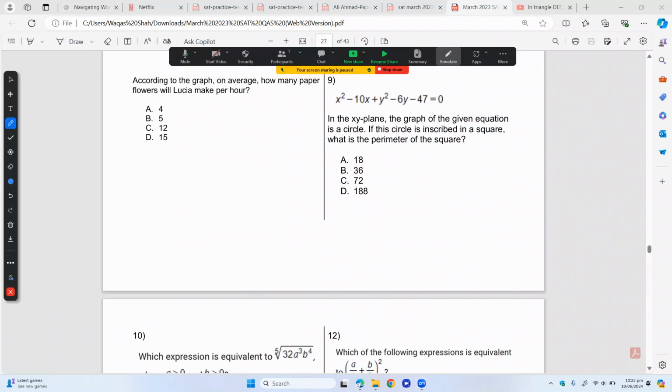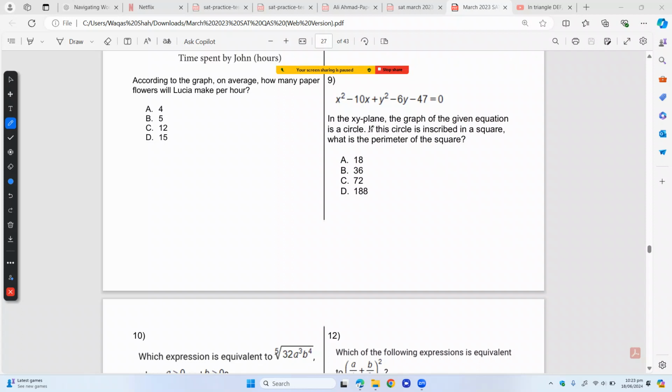Okay, in question number 9, students, it says that in the xy plane the graph of the given equation is a circle. If the circle is inscribed in a square, what is the perimeter of the square? So let me explain first the equation of circle.